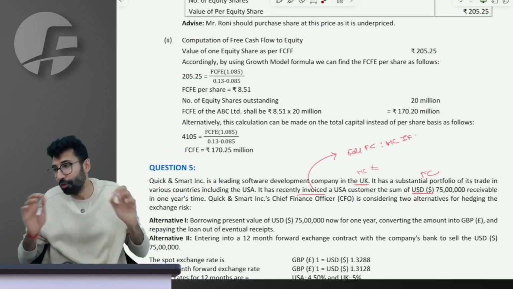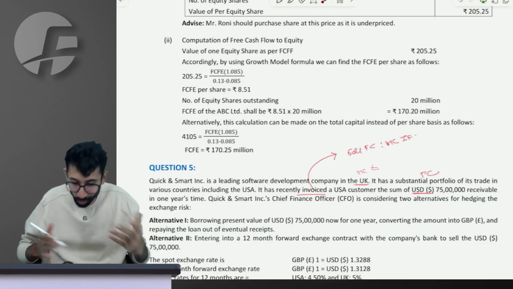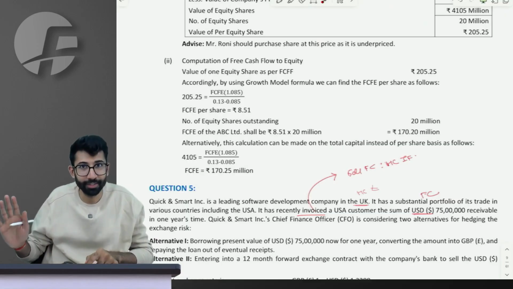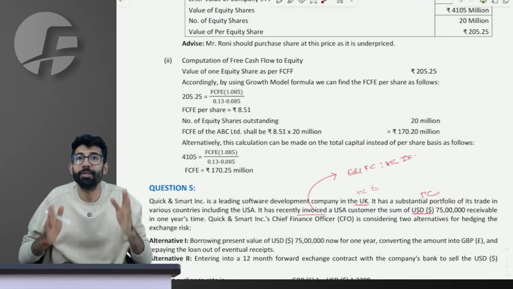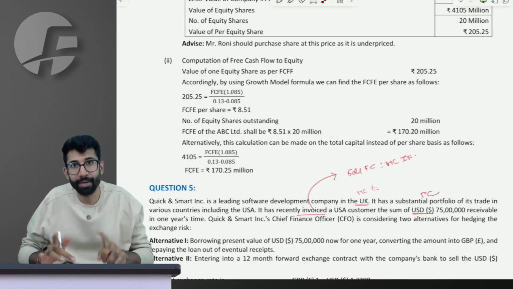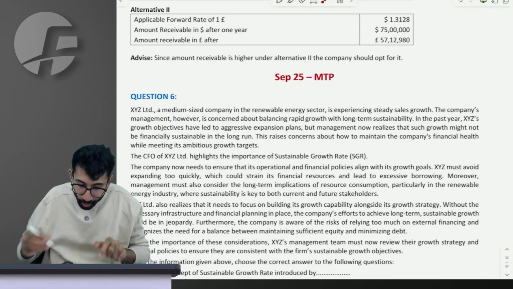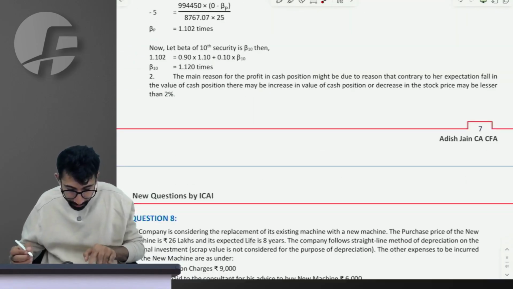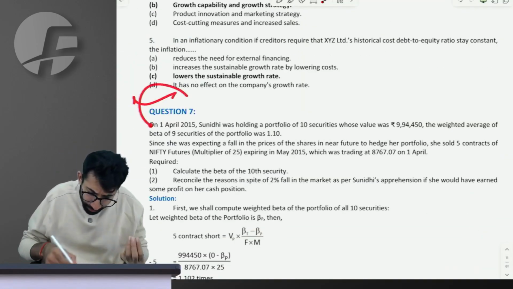I hope all of you are able to connect it to whatever has been discussed. People, are we all there? So we have completed the September 25 exam paper. Now we go back to the September 25 MTP. Question 6th is an MCQ. Question 7th is a really easy question.